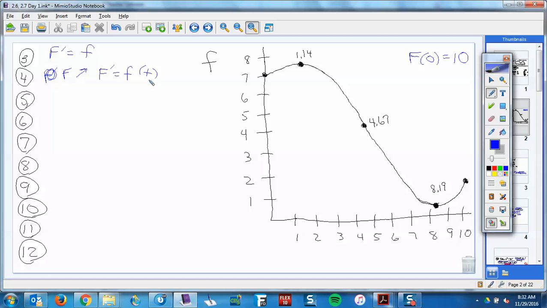All the time, 0 to 10. This graph is positive all the time. So you've got to know what they're talking about. But notice how I'm writing this. Notice how I wrote F prime is equal to f. You want to get in the habit of doing that.